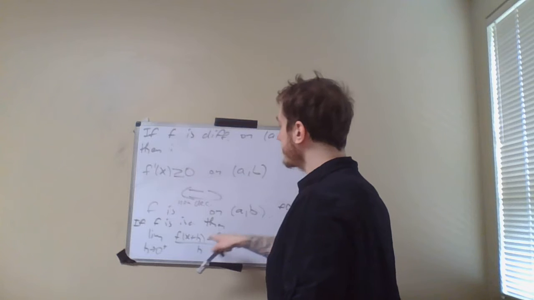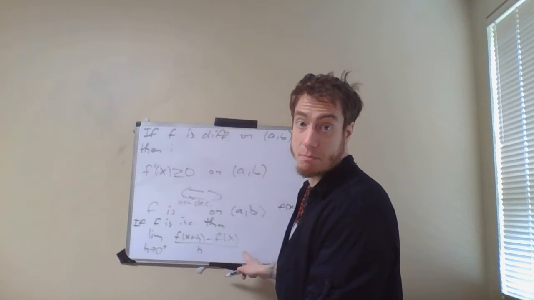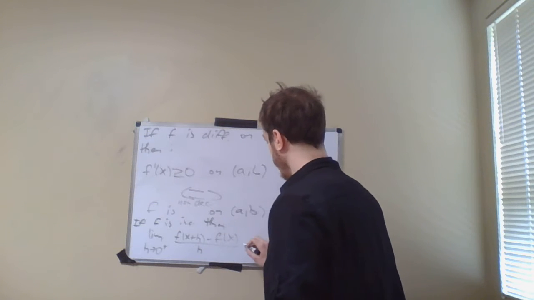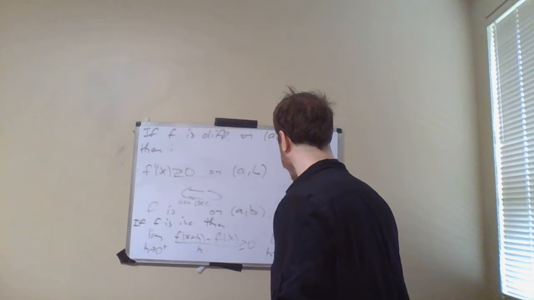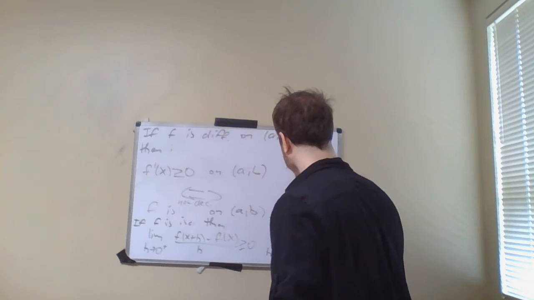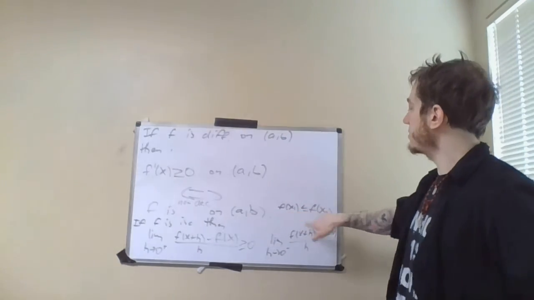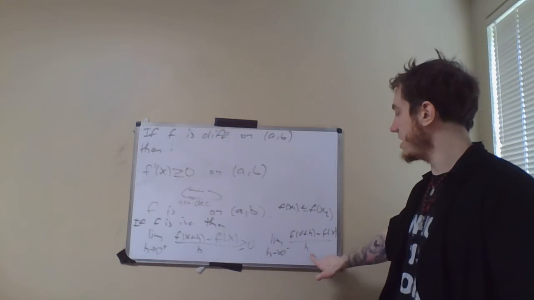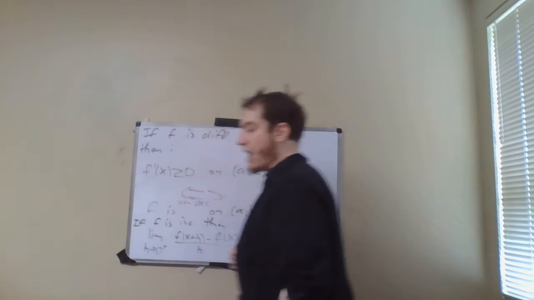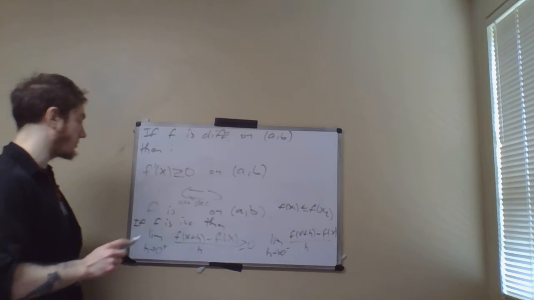So if this is a limit of positive numbers, then the limit is going to have to be positive or 0. So this is going to be bigger than or equal to 0. And the limit as h goes to 0 from the left, f of x plus h minus f of x divided by h. Well, if this is an increasing function, then the numerator is negative and the denominator is negative. That makes the fraction positive, so that limit is also going to be bigger than or equal to 0.